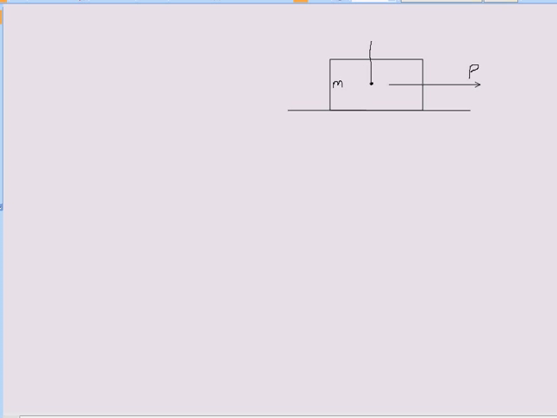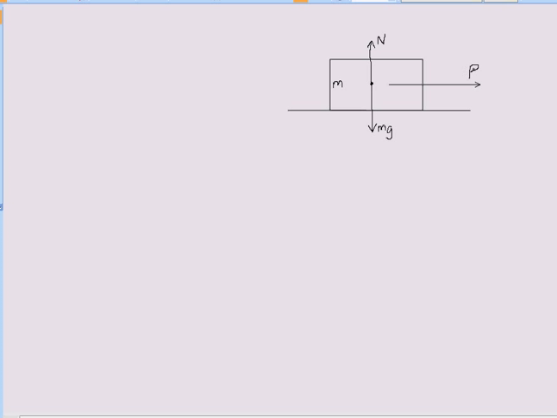So we know that there are going to be two external forces acting on it. One's going to be the force due to gravity, that's going to be mg right here, and there's also going to be a normal force acting on this object as well, N. That's from the carpet acting up to make sure that the block doesn't just accelerate into the ground or anything like that.